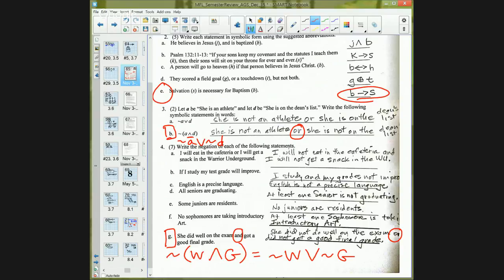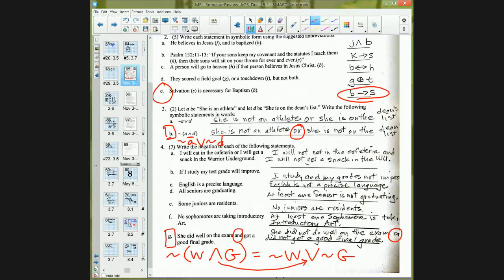How you abbreviate them, I don't really care. I mean, I used W for she did well on the exam. You could have used any coding you want. But the important thing is the and symbol and what happens when you negate an and. It turns to an or. Okay, that makes good sense. That's the key part there.